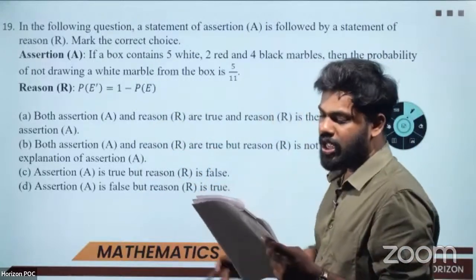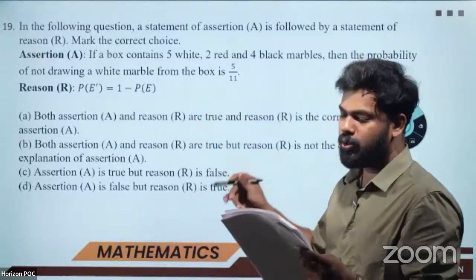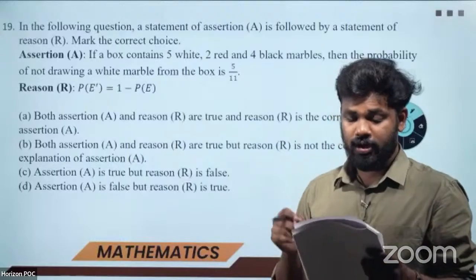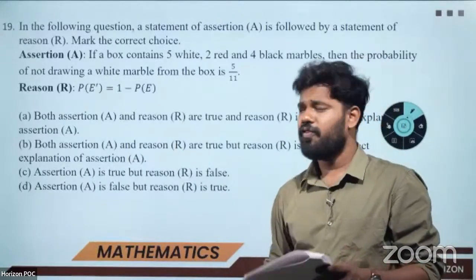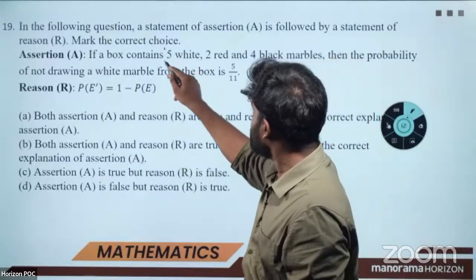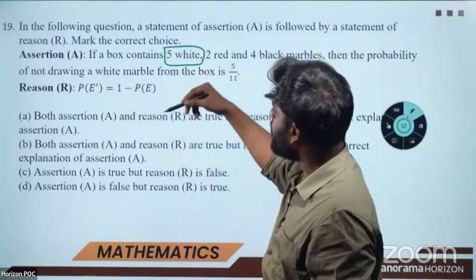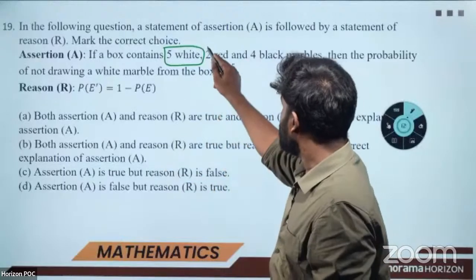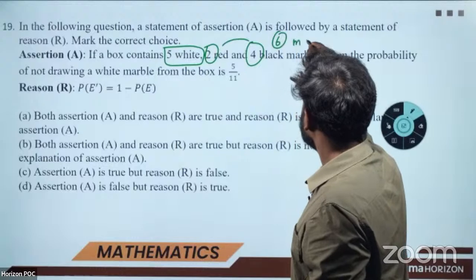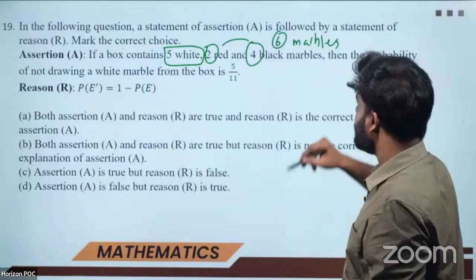So what is the assertion? If a box contains 5 white, 2 red, and 4 black marbles, the probability of not drawing a white marble from the box is 5 by 11. The probability of not drawing a white marble. How many white marbles are there? 5. And how many marbles are not white? You have 2 and you have 4. That is a total of 6 marbles, right? So a total of 6 marbles are not white.